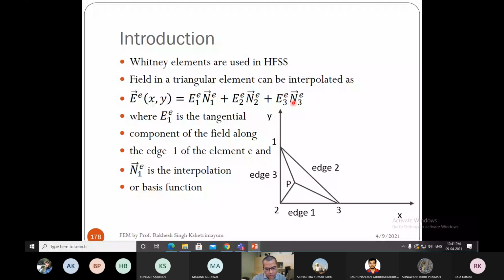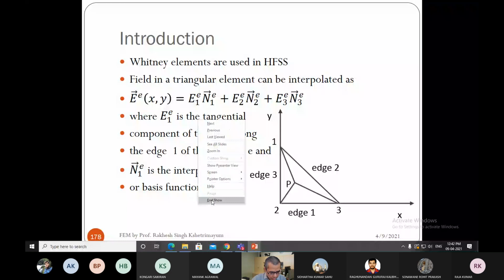This kind of element has been used in the high frequency structure simulator. This is what I usually cover during my previous courses.